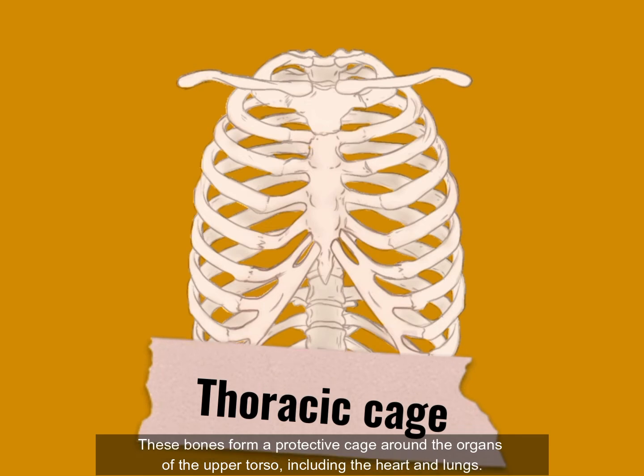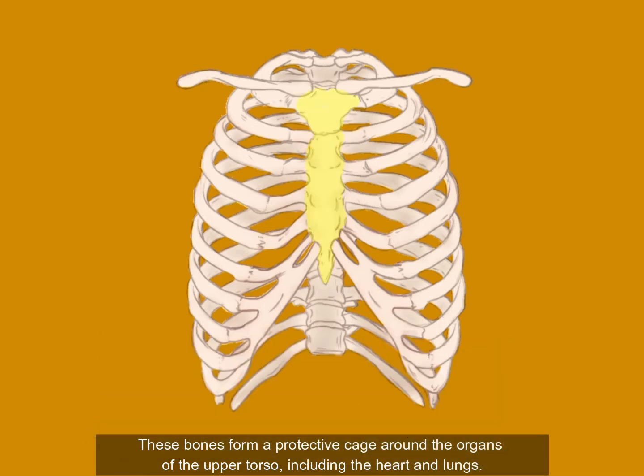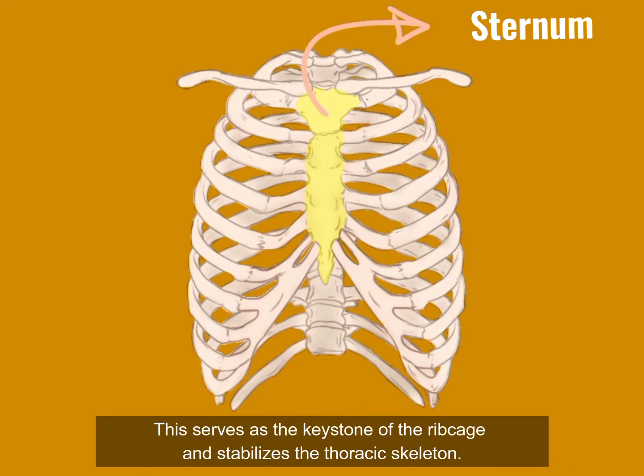These bones form a protective cage around the organs of the upper torso, including the heart and lungs. The sternum, derived from the Greek word sternon, meaning chest, is a flat elongated bone forming in the middle of the anterior part of the thoracic cage. This serves as the keystone of the rib cage and stabilizes the thoracic skeleton.